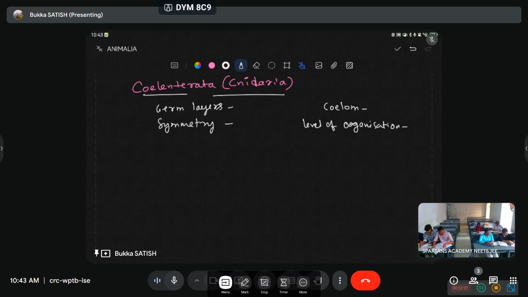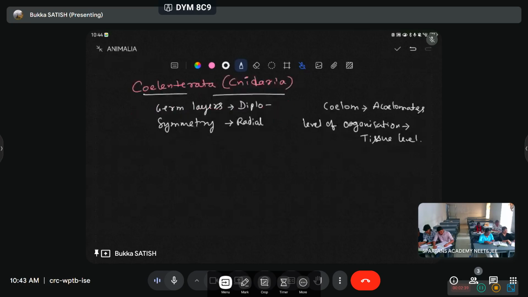Okay. So what will be the number of jump layers? Diploblastic. Symmetry, radial symmetry. Coelom, acoelomates. Level of organization, tissue level. So these are the things which we have already discussed in the general characteristics.